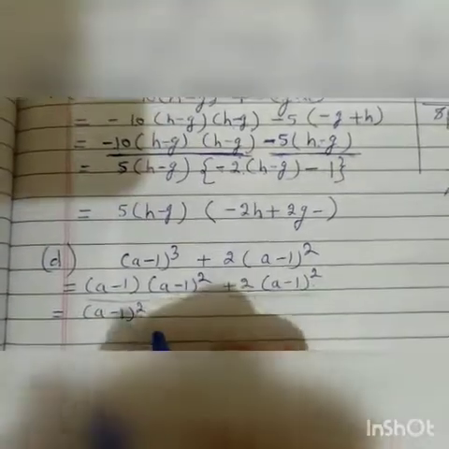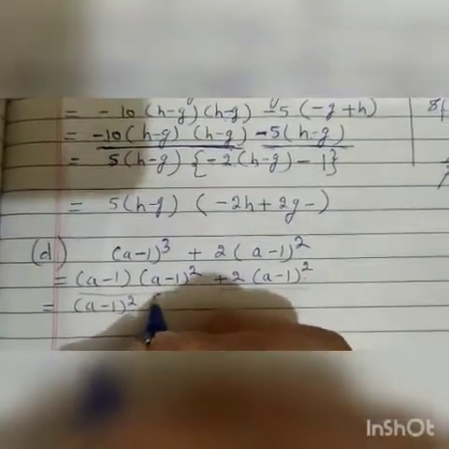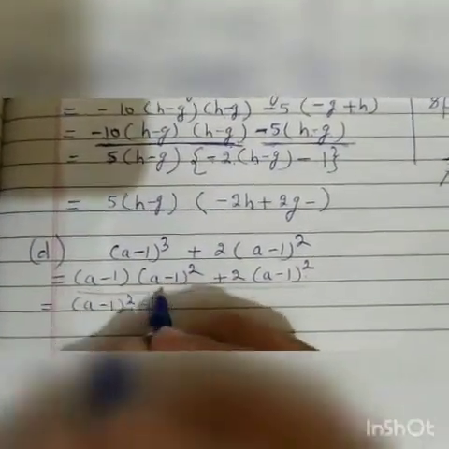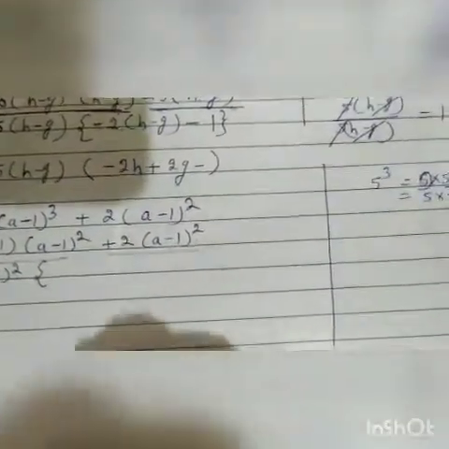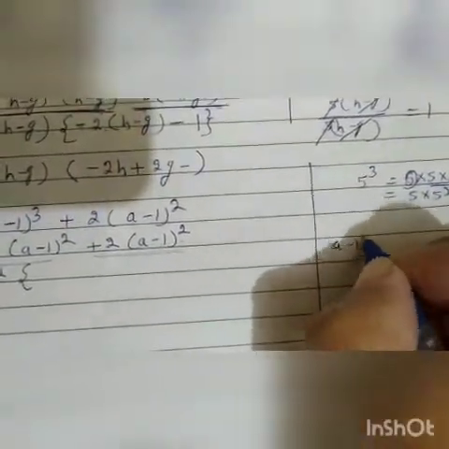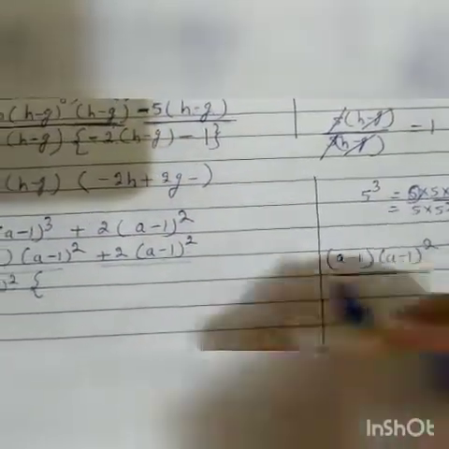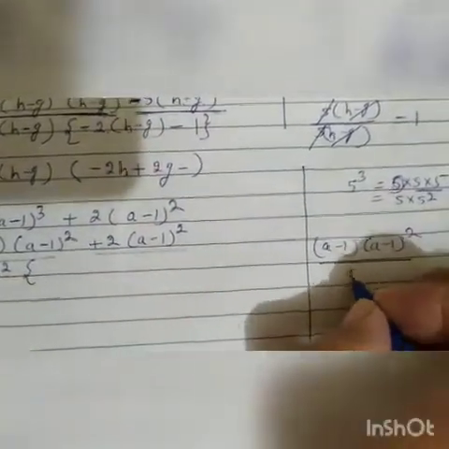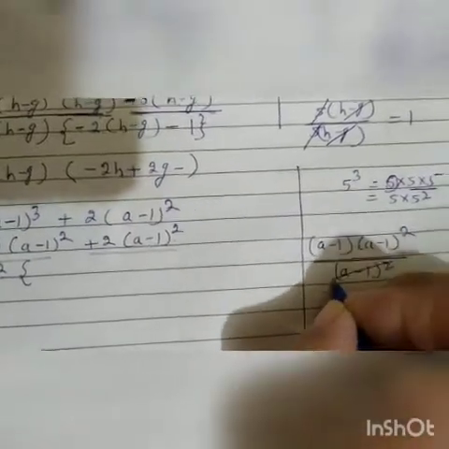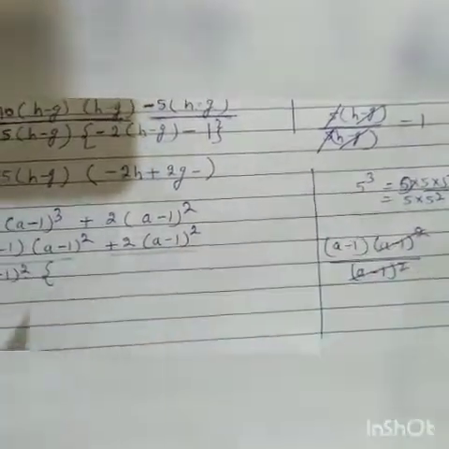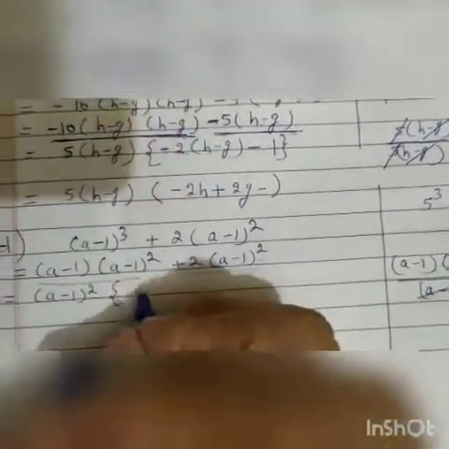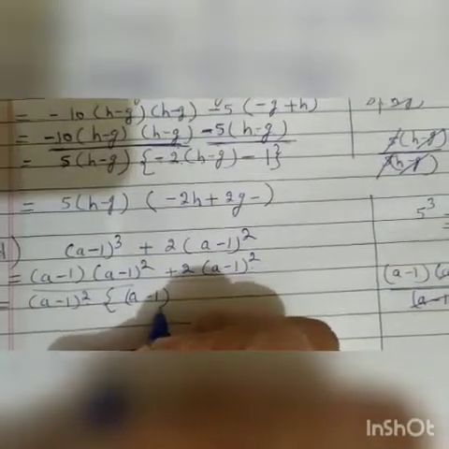Okay. Now what is the remainder? See, if we take the first term, it is (a minus 1) whole square, and what is common? (a minus 1) whole square. So (a minus 1) whole square, (a minus 1) whole square cancel. What is left? A minus 1 is left.